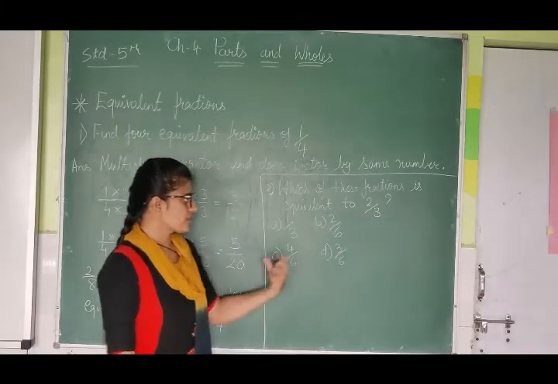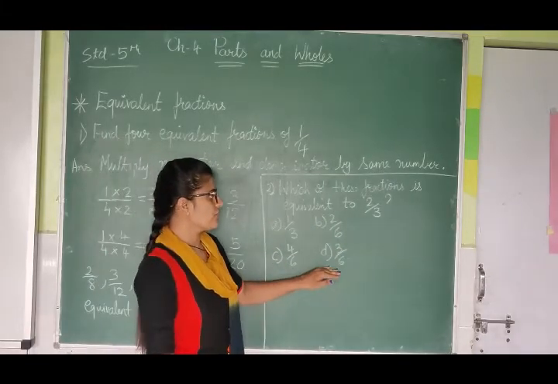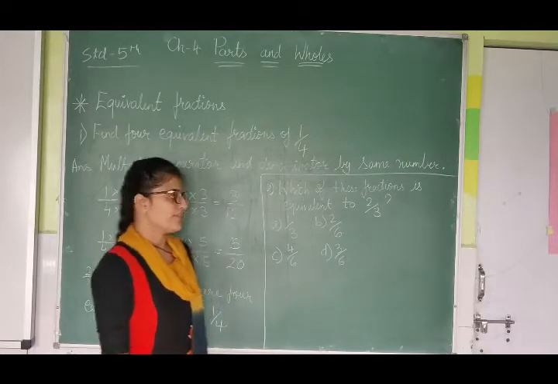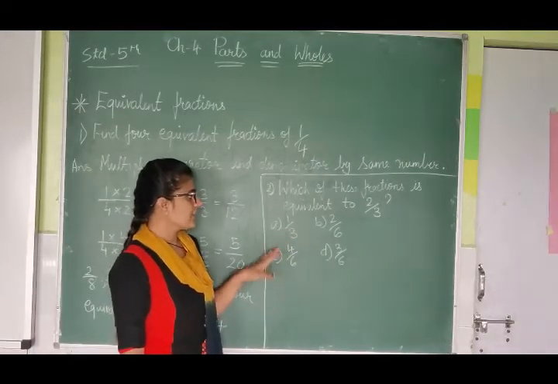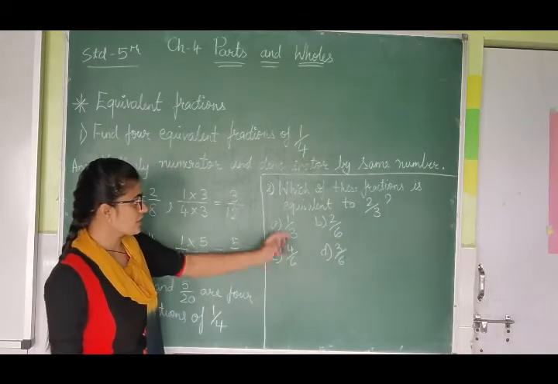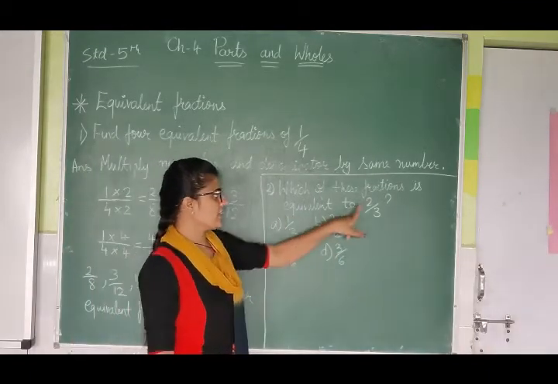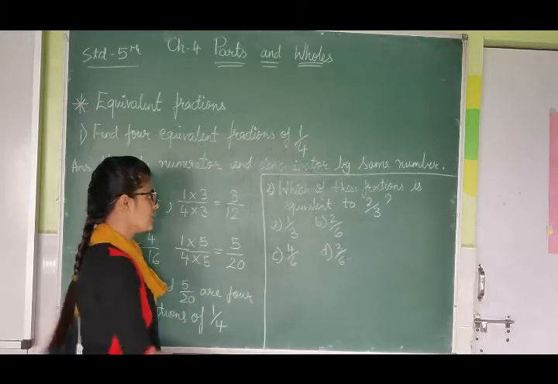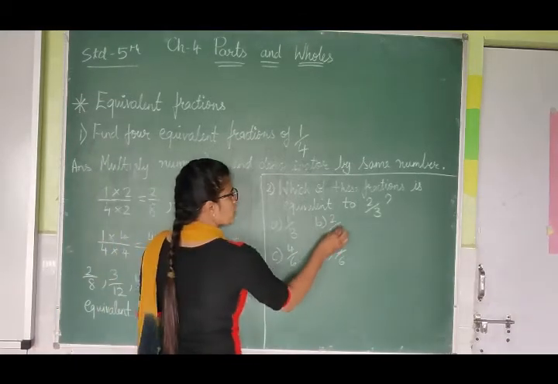Now here 4 options are given to you and you have to find out which is equal to 2 by 3. Now first you can see 1 by 3. Now here we will compare the denominators, here it is 3, here also it is 3, but the numerator here is 1 and here it is 2. So this cannot be the answer. Now B, 2 by 6.